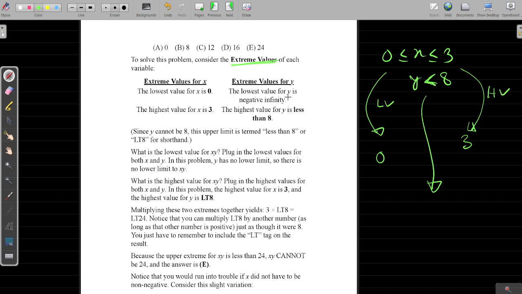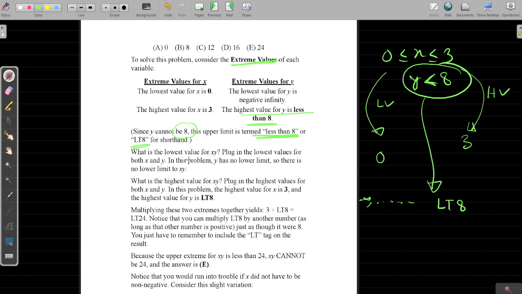Similarly, for y, the lowest value of y is negative infinity. This means the number will not finish. It will continue up to negative infinity. And the highest value of y is less than 8. Any value very close to 8 is the highest value of y. That's why they have written it this way. Since y cannot be 8, because they didn't use the equal sign, the upper limit is termed as less than 8, or LT8. In short, LT8 means less than 8.